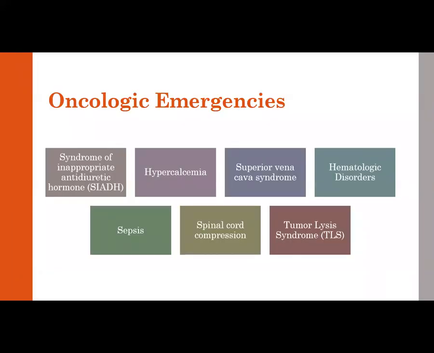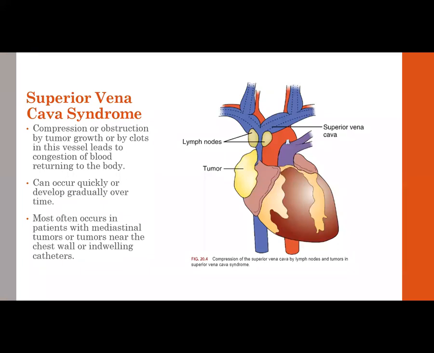Our oncological emergencies include syndrome of inappropriate antidiuretic hormone, hypercalcemia, superior vena cava syndrome, hematological disorders, sepsis, spinal cord compression, and tumor lysis syndrome. The first one I'm going to talk about is superior vena cava syndrome. This is compression or obstruction, by tumor growth or by clots in this vessel, that leads to congestion of blood returning to the body. This can occur quickly or develop gradually over time.